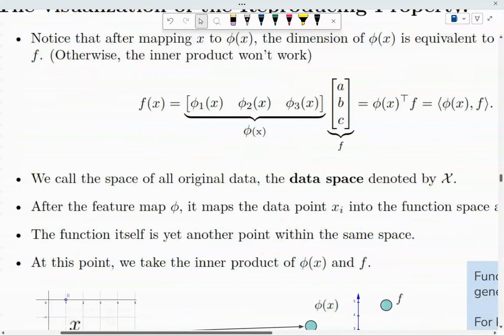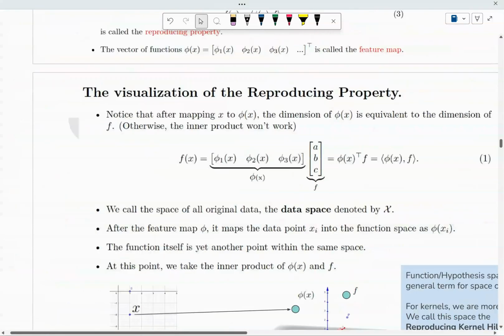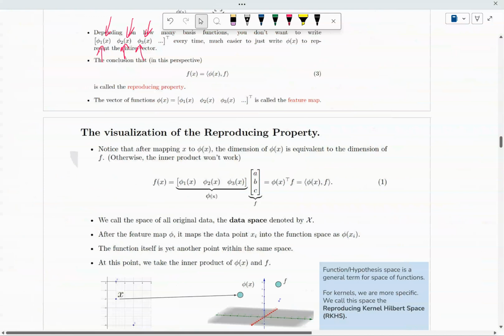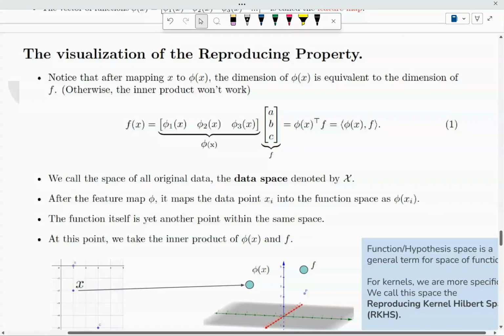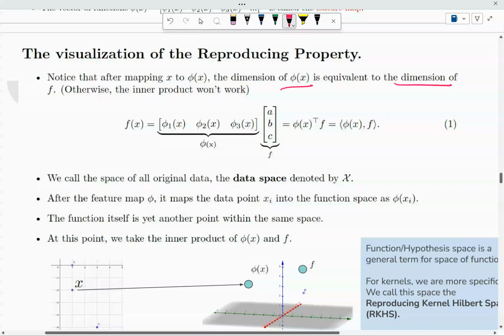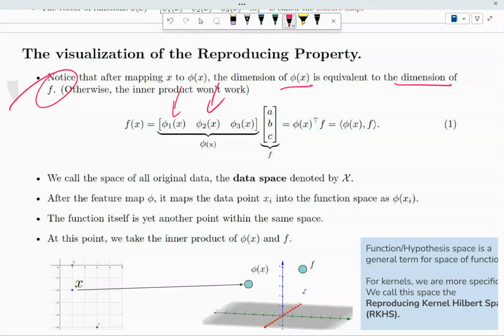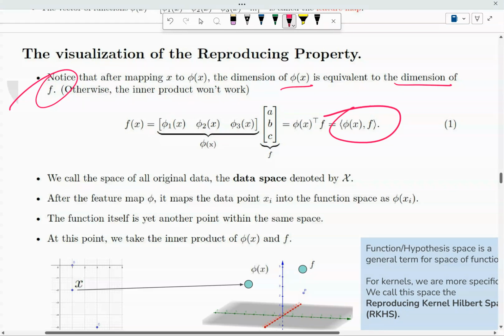The visualization of the reproducing property. Well, notice that after mapping x to phi of x, the dimension is equivalent to the dimension of f, right? Obviously, because there are 3 of them here and there are 3 of them here. So the dimension always matches. That's how you can always do a reproducing property.